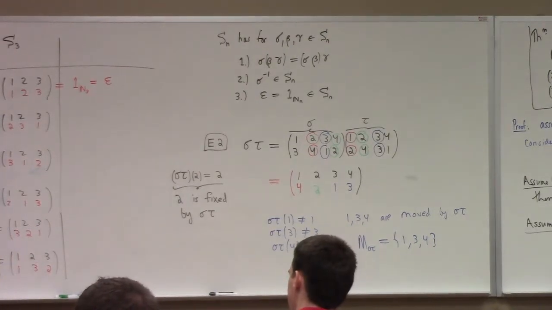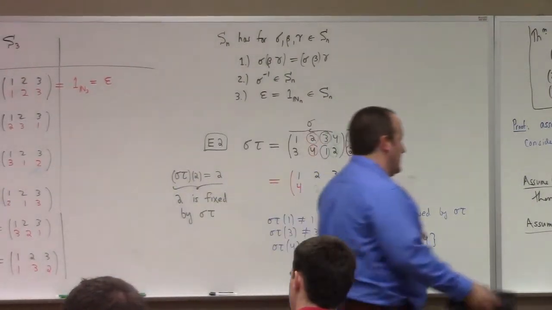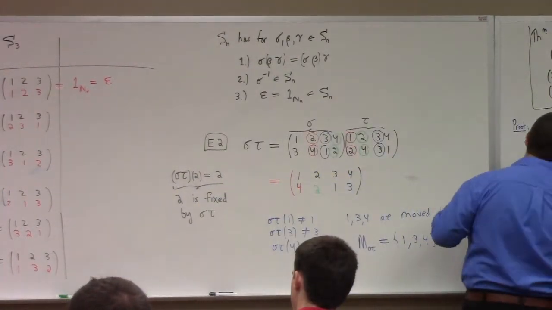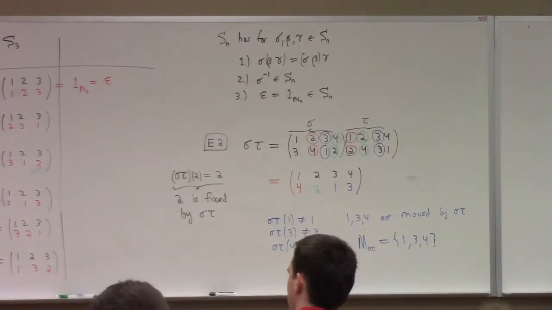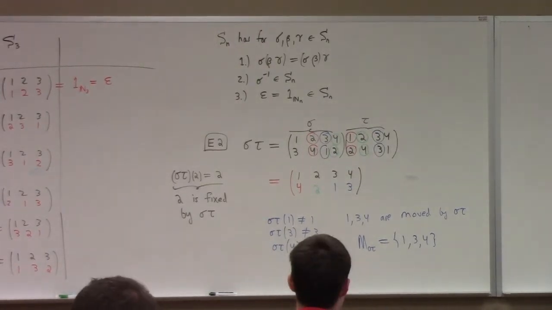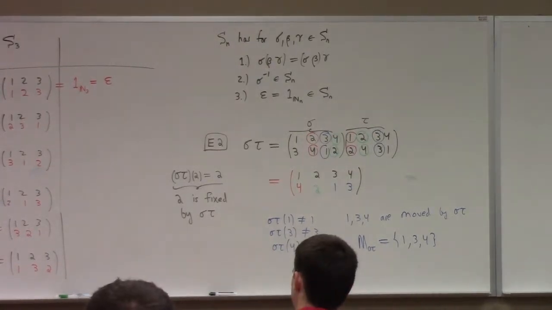What is the set moved by the permutation? Let's see here. How about this one? Sigma 2. What's the set moved? What's M sub sigma 2? S sub 3. It's not S sub 3. That's the set of permutations. That's different. It's just N sub 3, or Nicholson's X sub 3.